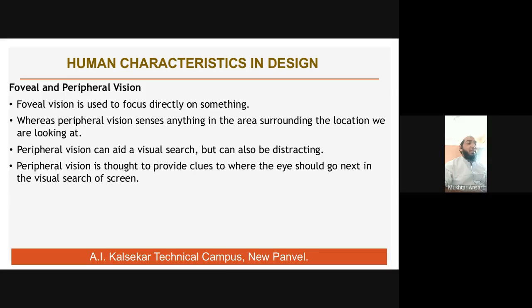So peripheral vision can aid visual search, but can also be distracting. तो बेसिकली अगर आपका पेरिफेरल विजन आपको हेल्प तो करेगा, लेकिन साथ साथ में आपके मेन ऑब्जेक्ट से आपको डिस्ट्रैक्ट भी करेगा. ठीक है, सिंपल है. Peripheral vision is thought to provide clues to where the eye should go next in the visual search of the screen.